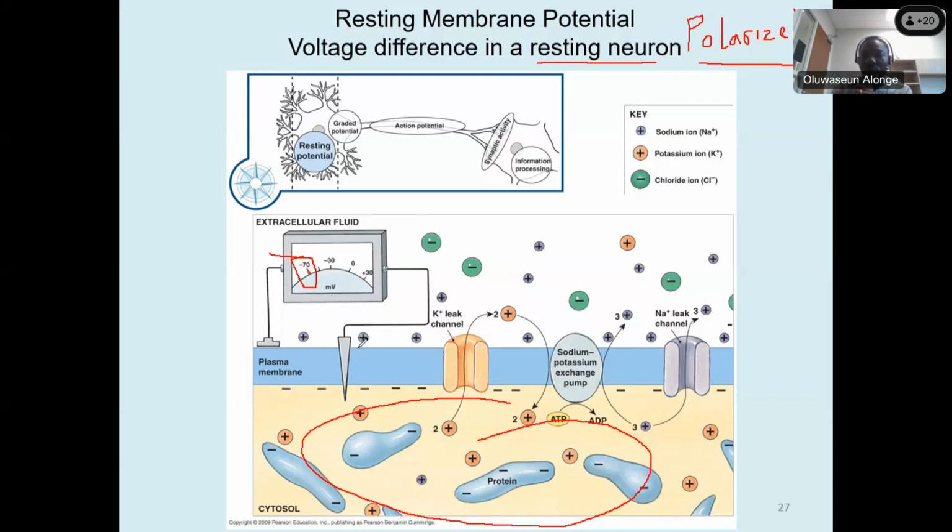Now, we have 3 channels here. Number 1 is the potassium leak channel. Potassium by itself has the ability to drive a cell to negative 90 millivolts. Please take note of that somewhere. Potassium has the ability to make a cell become negative 90 millivolts.